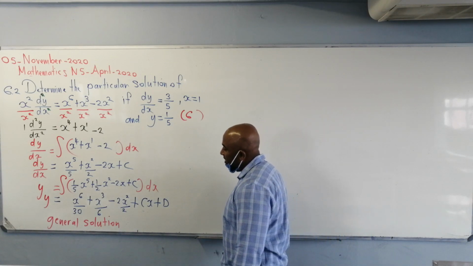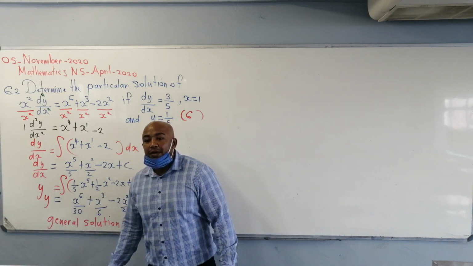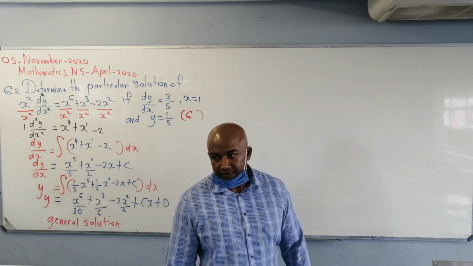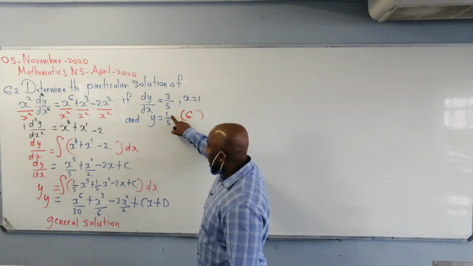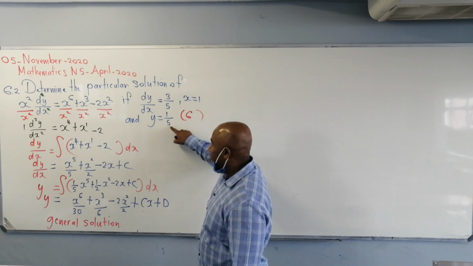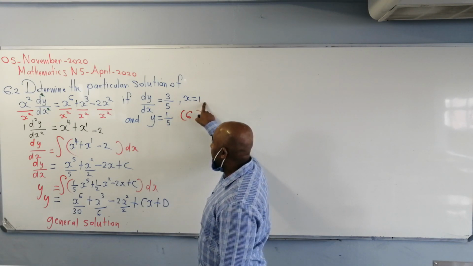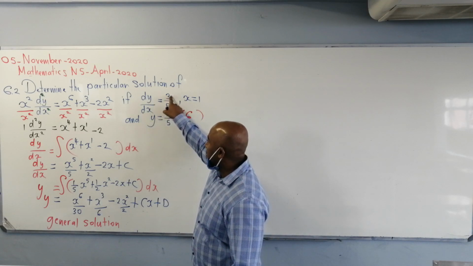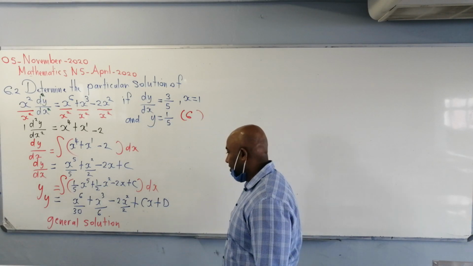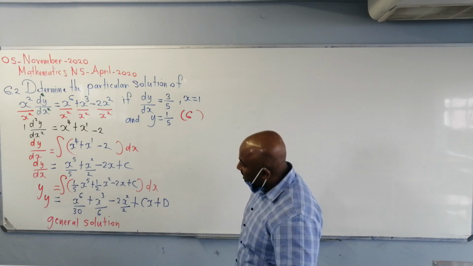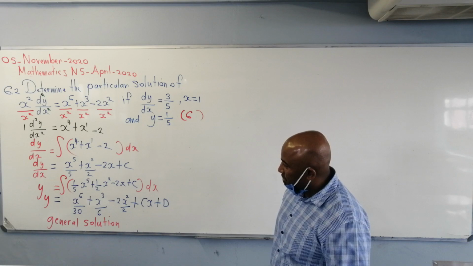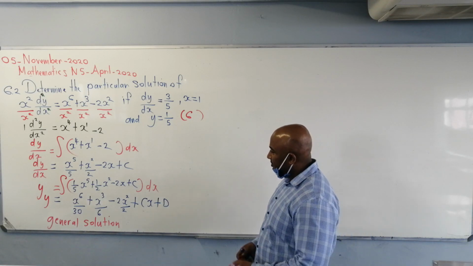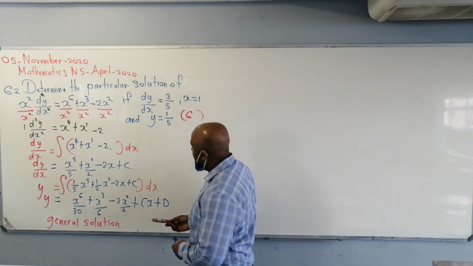Now, this question stated, find the particular solution. So, these values: x is equal to 1, y is equal to 1 over 5. When x is equal to 1, dy over dx is equal to 3 over 5. So we got two different equations, two substitutions. Right, so what do we know? Let's start with this one here.